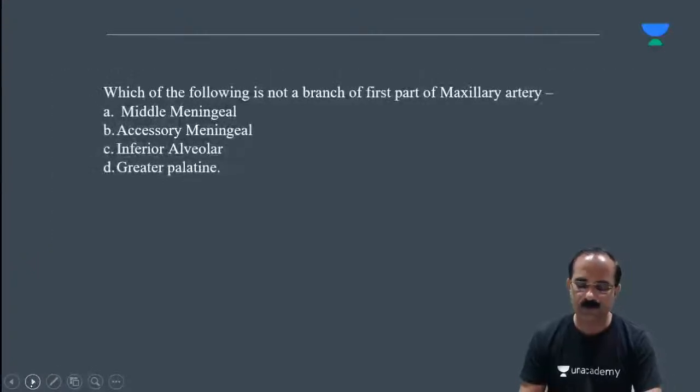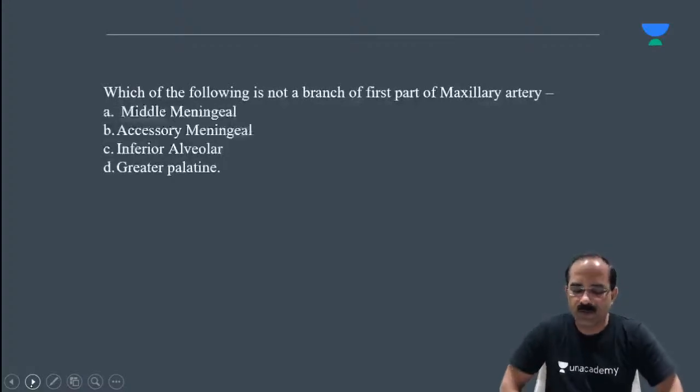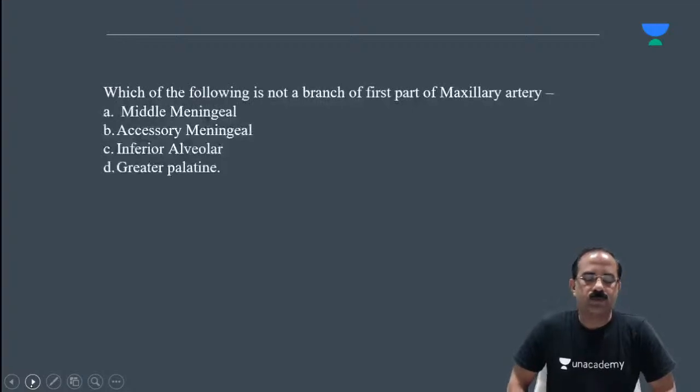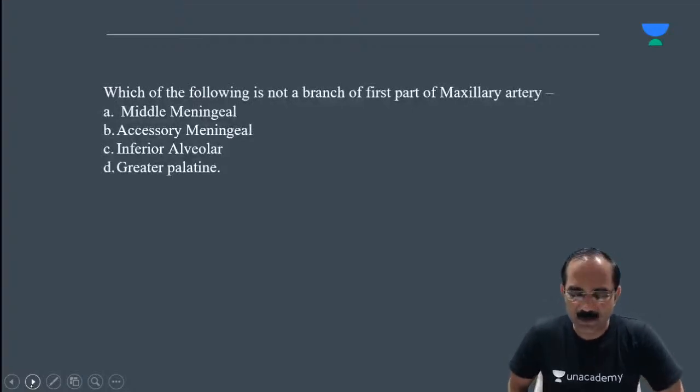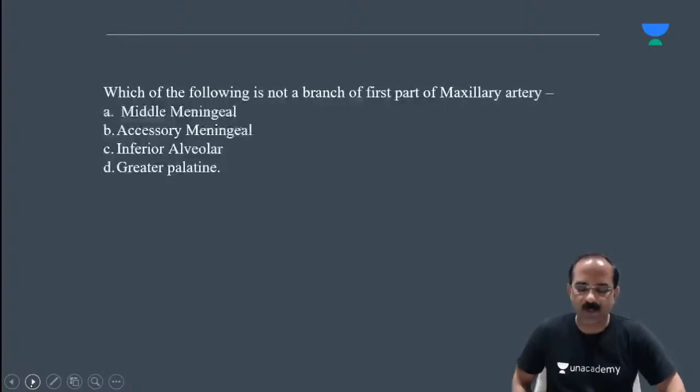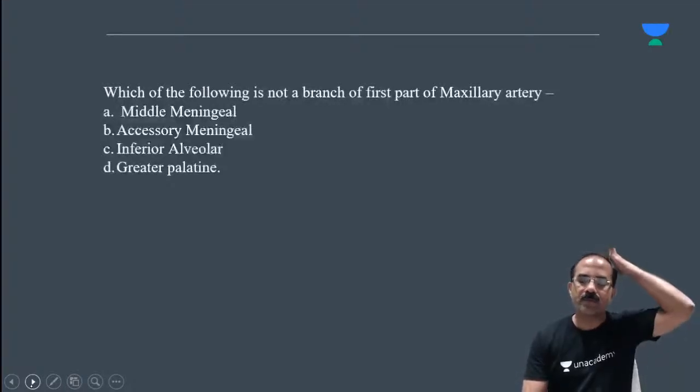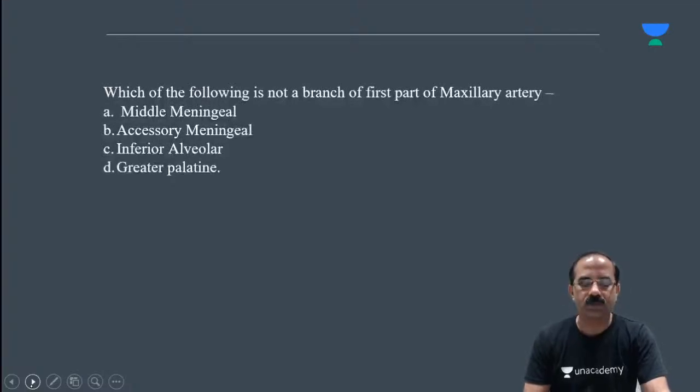Here we go. Another very important MCQ for you children. Which of the following is not a branch of the first part of the maxillary artery? You have to know the branches of the maxillary artery. Anyone? What is the answer for this? Greater palatine. Very good.